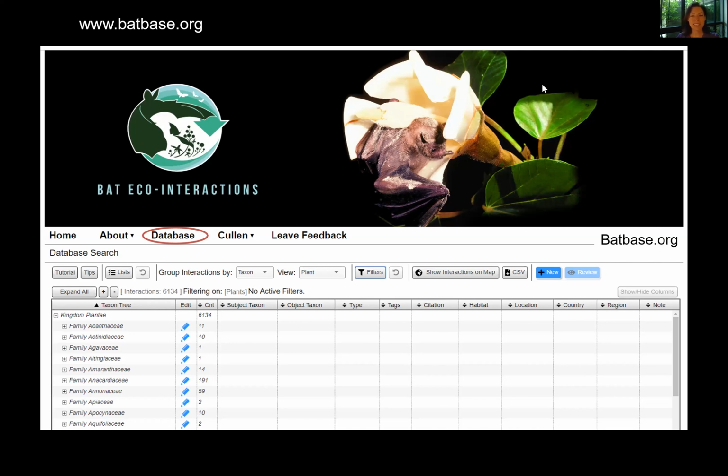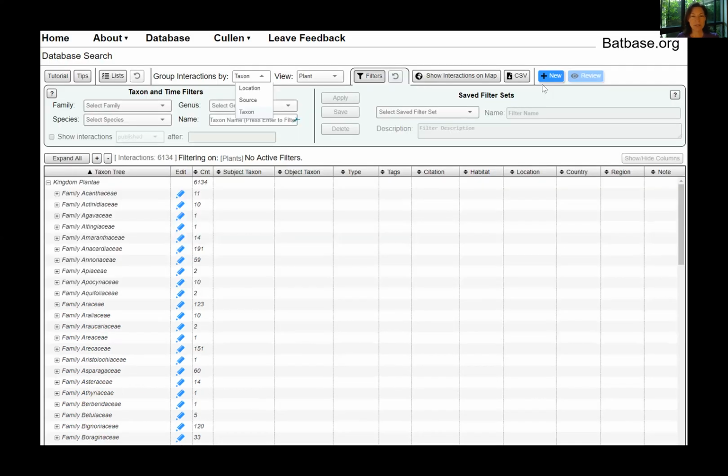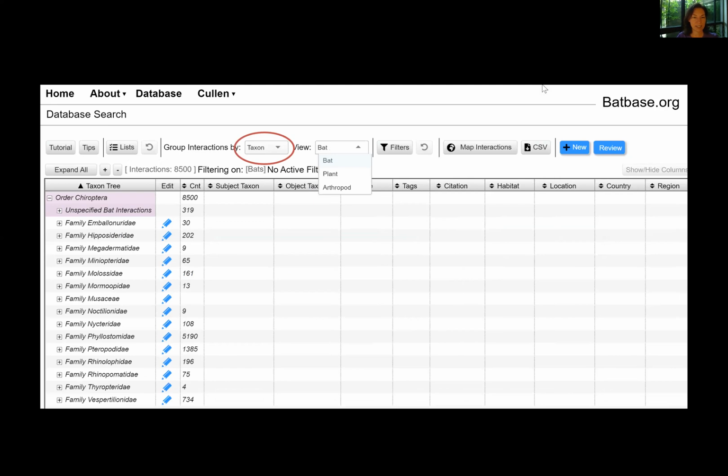But anyway, you click on database, and then you can click on this filter button, and then you can filter and group these interactions by various ways. You can group them by location, you can group them by source, meaning like the author, or by the taxon. And since we're taxon people on this call, let's look at the taxon area, and we're going to group interactions by taxon. When I took this screenshot last year, you could look at either bats, plants, or arthropods. We're bat people, so let's look at bats.